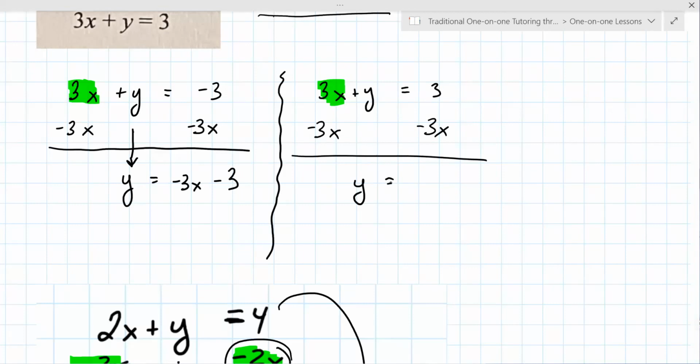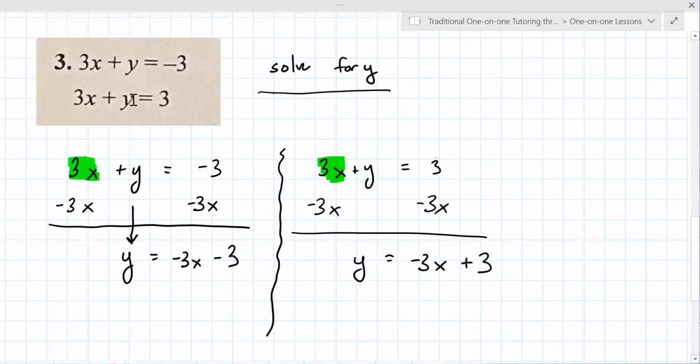Y equals negative 3x minus 3. But this is positive. Negative 3x plus 3. Plus 3. Very good. Let me know when you get this down. You definitely need to show your work on this one. Okay, I wrote it down.